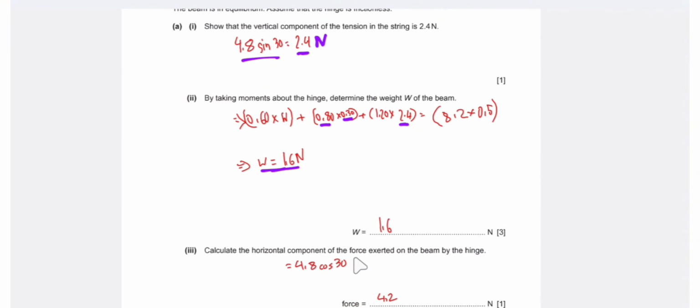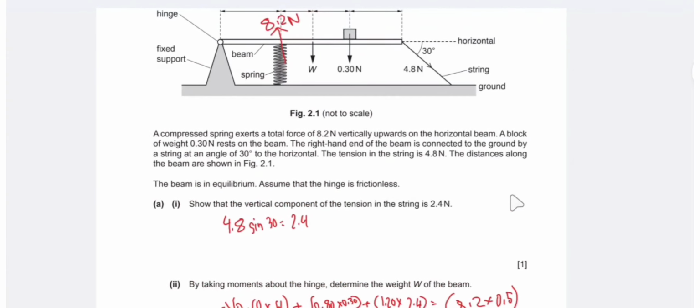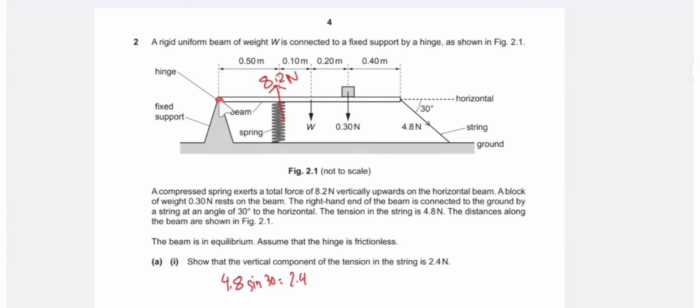Now calculate the horizontal component of force exerted on the beam by the hinge. This is an important and easy part. So we need to calculate the horizontal component of force exerted by the hinge. What is the force exerted by the hinge? That is this hinge. We need to remember that the system is in equilibrium, and at equilibrium the resultant force is 0 and the resultant moment is 0. Since the resultant force is 0, the force up is equal to the force down, and the force on the right is equal to the force on the left.